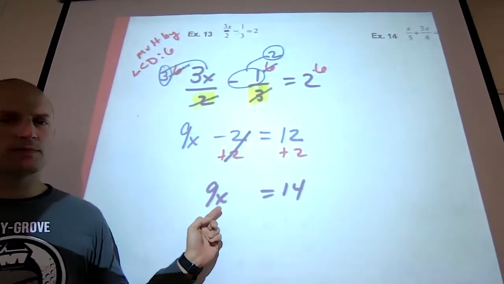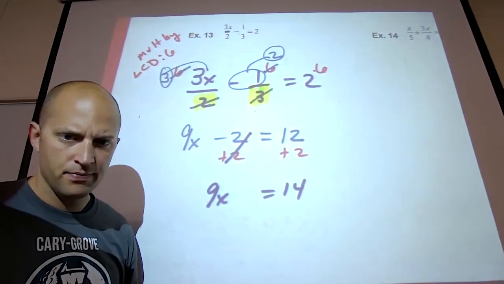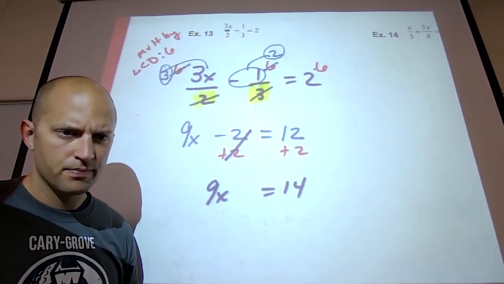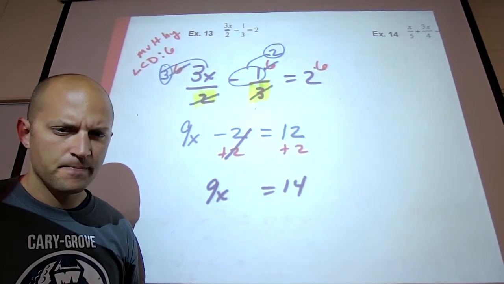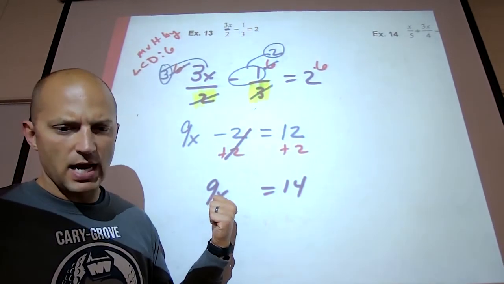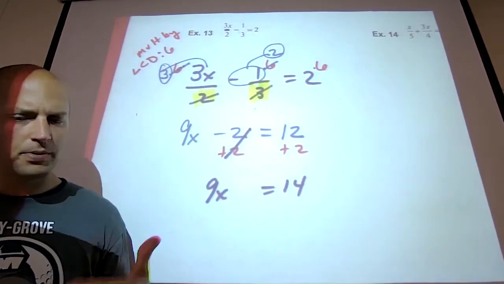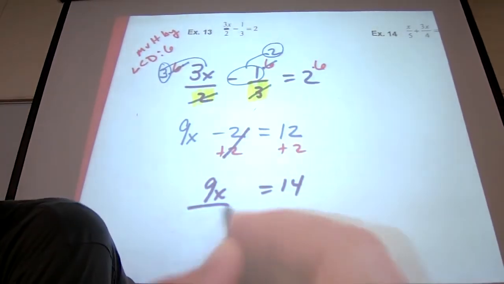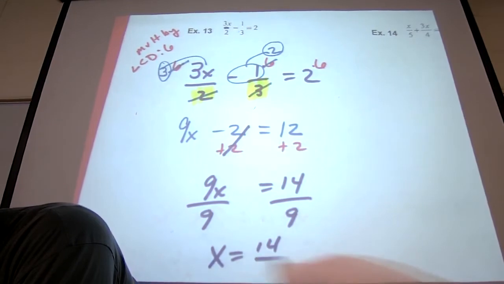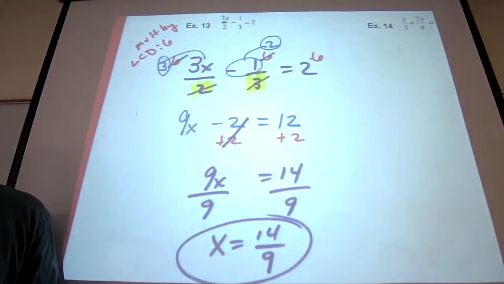Well, that x is almost by itself. I just got to get rid of that 9. How do I get rid of the 9 now? What can we do? Subtract 9. Close. This is 9 times x, right? Yeah, the opposite of multiplication is division. Very good. So we divide by 9. And we get 14 over 9.